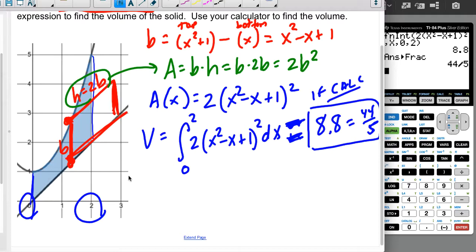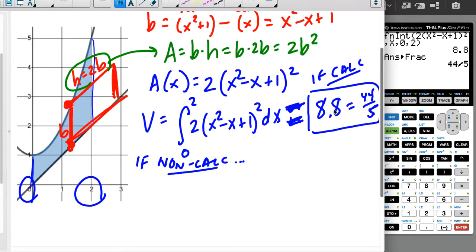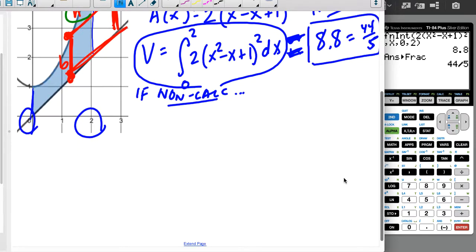If it's not a calculator, if it's non-calc, then this is one of those problems that gets a bit tedious. Most of the time, I'm going to be honest and say that the volume questions you see on the AP are on a calculator question. Most of the time, what they care about is the setup. They're more than happy to have you type to get the answer.